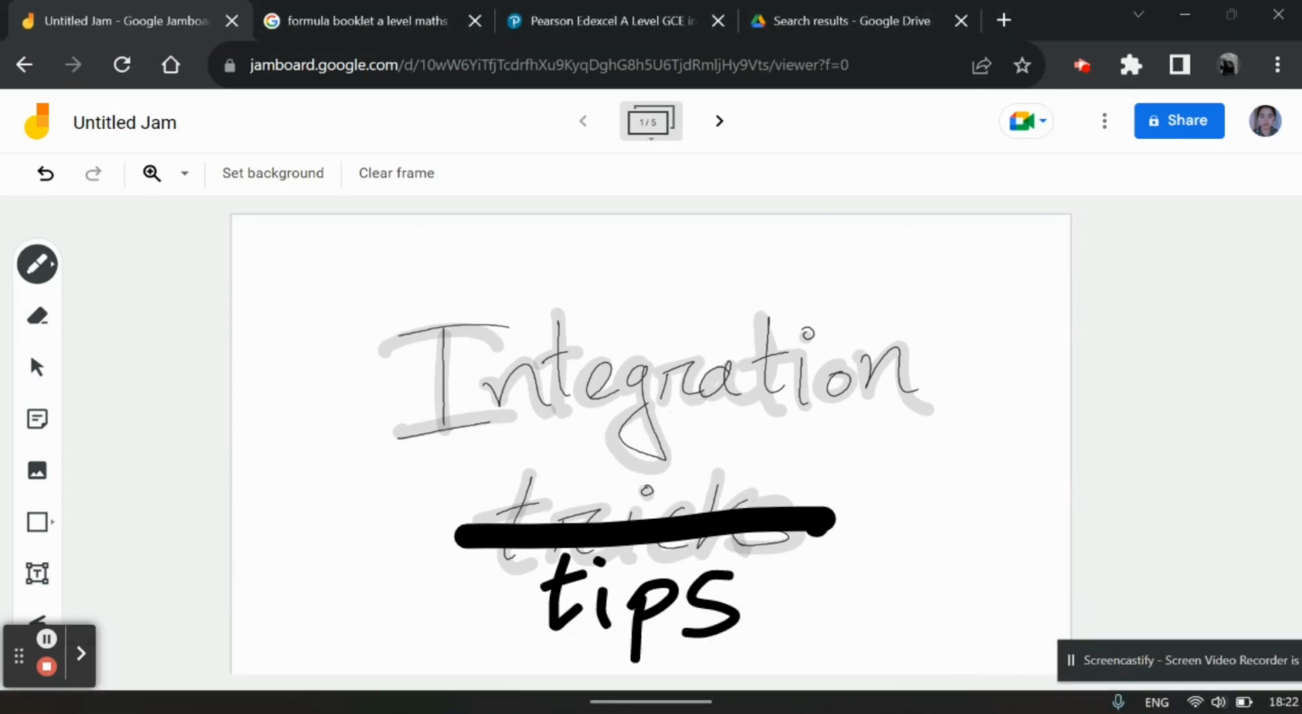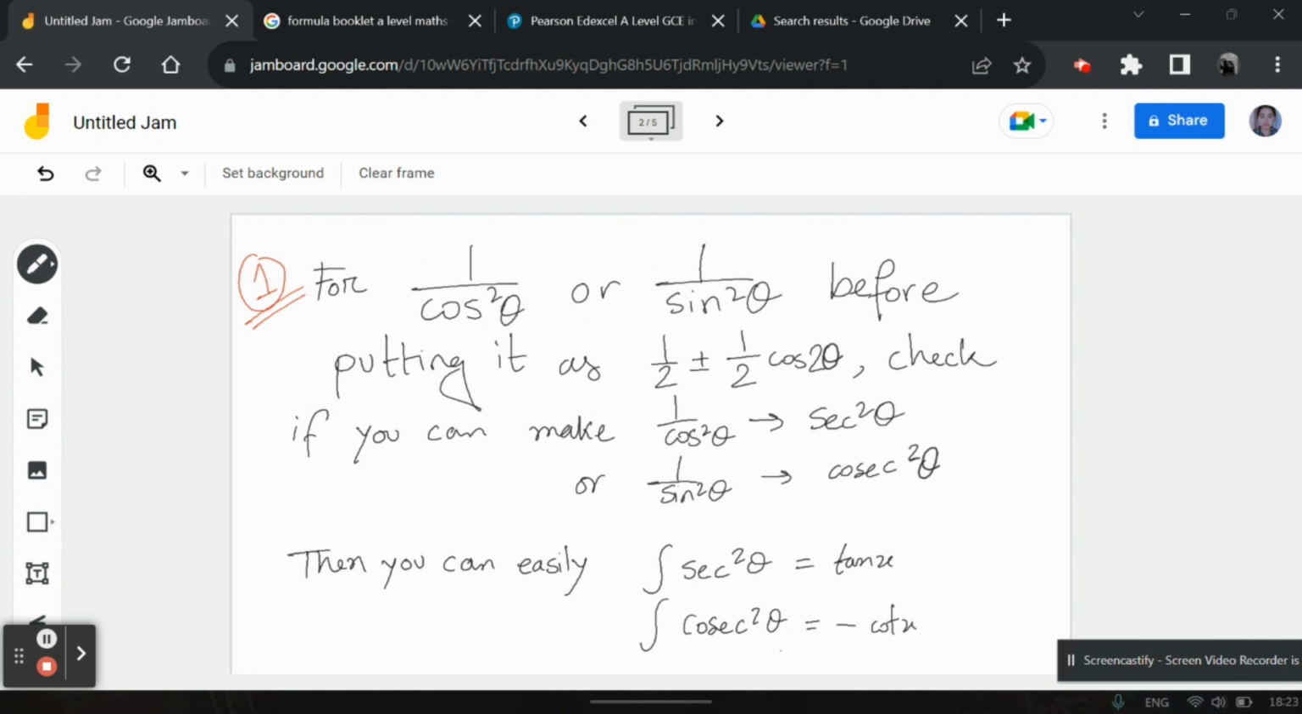I did my A levels in 2023, and in year 13, I found these tricks when doing integration. Let's get started with it.